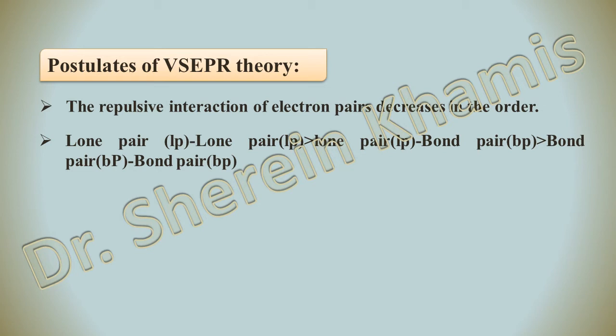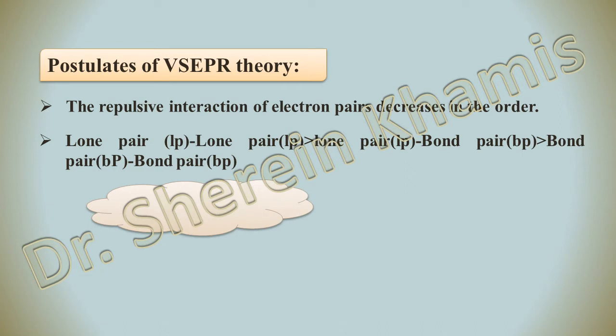Bond pairs will be very close to each other, bond pair and bond pair, as they are forming a bond with another element or electrons from the other atom. So the distance here will be less. So lone pair greater than lone pair, bond pair, and lone pair greater than bond pair and bond pair.